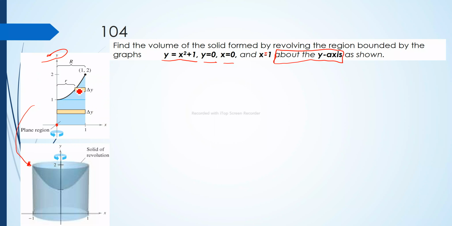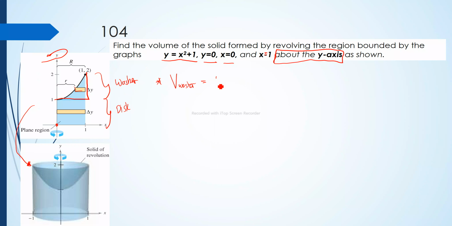So, actually, we can apply the washer method here. For the first part, we'll use the washer method. And for this other part, we'll be using just the disk method. Okay, let's try for the volume of the washer first.